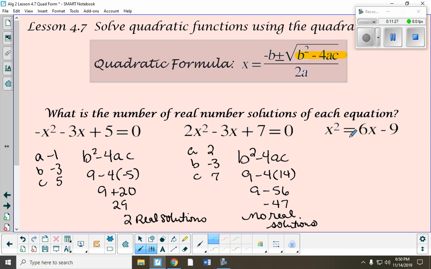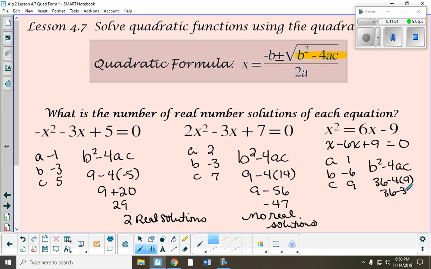Next problem, the first thing we have to do before we can figure out what a, b, and c are is get this in standard form. So we would subtract 6x, and we would have to add 9, and then we would have 0 on the other side. So write down a, b, and c. We have 1, negative 6, and 9. So if we're looking at b squared minus 4ac, that would be 36 minus 4 times 9. So 36 minus 36, that's 0, which means we would have 1 real solution if we worked out the problem in full.